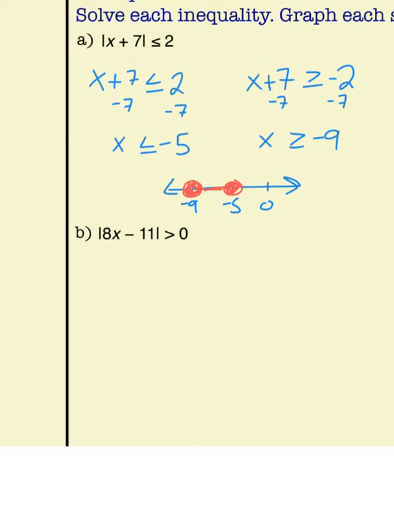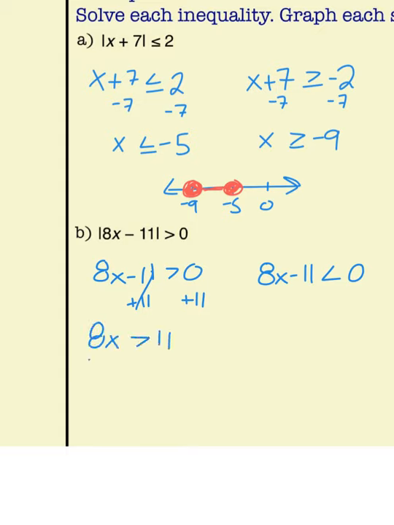All right, in part B, I have the absolute value of 8x minus 11 is greater than 0. So great or. I'm going to set up two inequalities. 8x minus 11 is greater than 0, or 8x minus 11 is less than 0. So now we solve for x. We're going to add 11 to both sides. Cancels out on the left. I have 8x is greater than 11. Now we divide both sides by 8. I have x is greater than 11/8, or 1 3/8, however you want to write that.